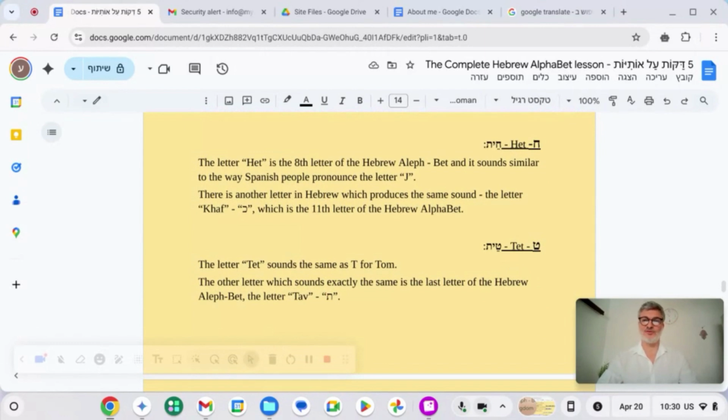The eighth letter of the Hebrew alphabet is the letter Chet. It sounds similar to the way Spanish people pronounce the letter Jota. There is another letter in Hebrew which produces the same sound, the letter Chaf, which is the 11th letter of the Hebrew alphabet.